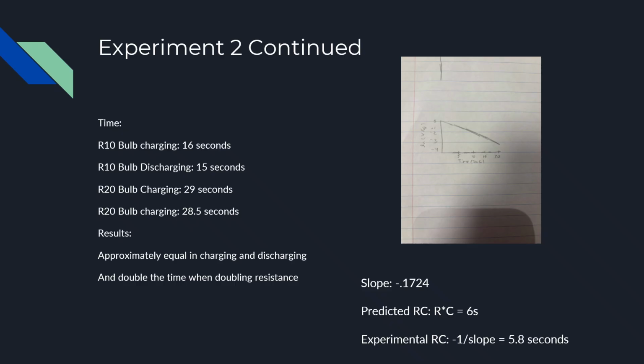Using this experiment, we could have found the change in voltage for 20 seconds, and we found the slope, and the slope was negative 0.1724. And then with that, we could find the experimental RC and the predicted RC, and our experimental came to 5.8 seconds, and the predicted was 6 seconds.